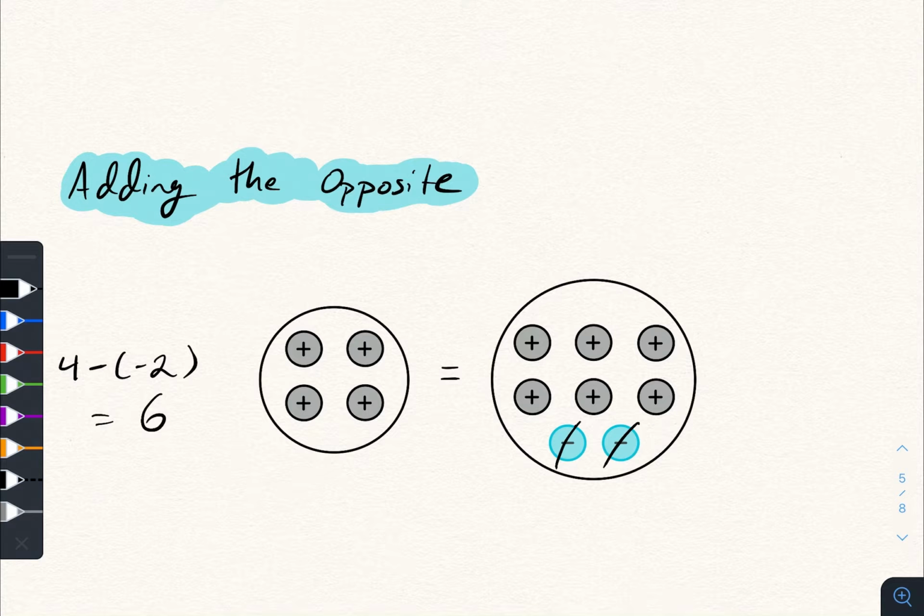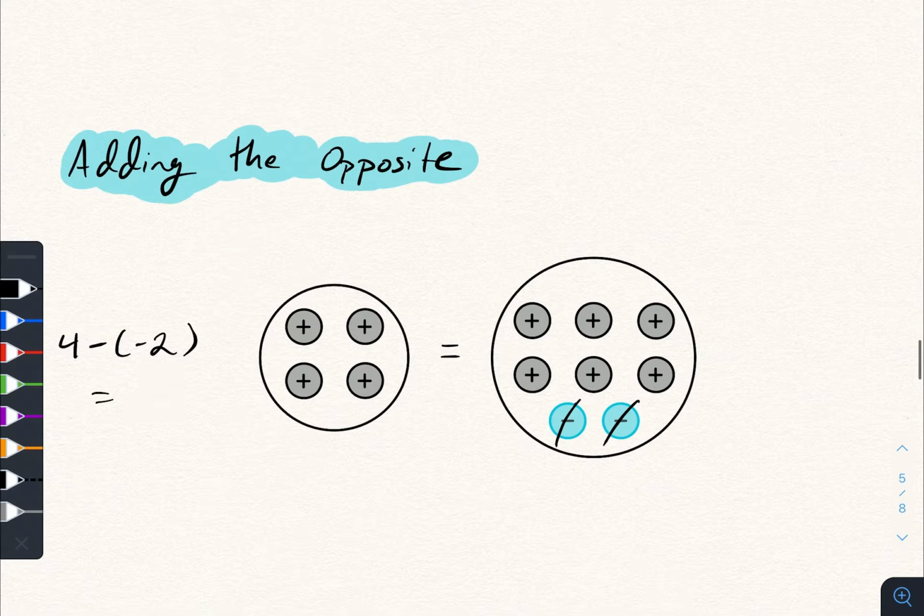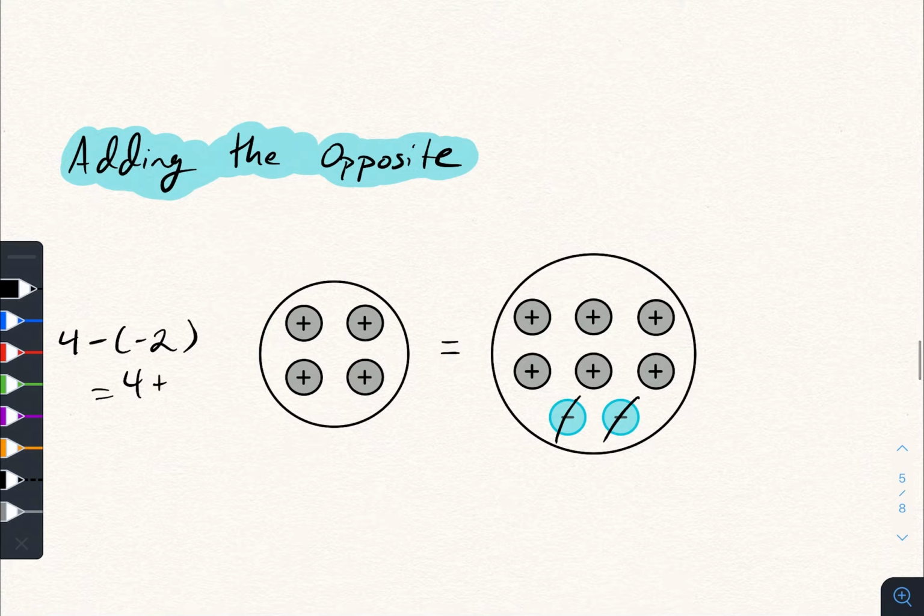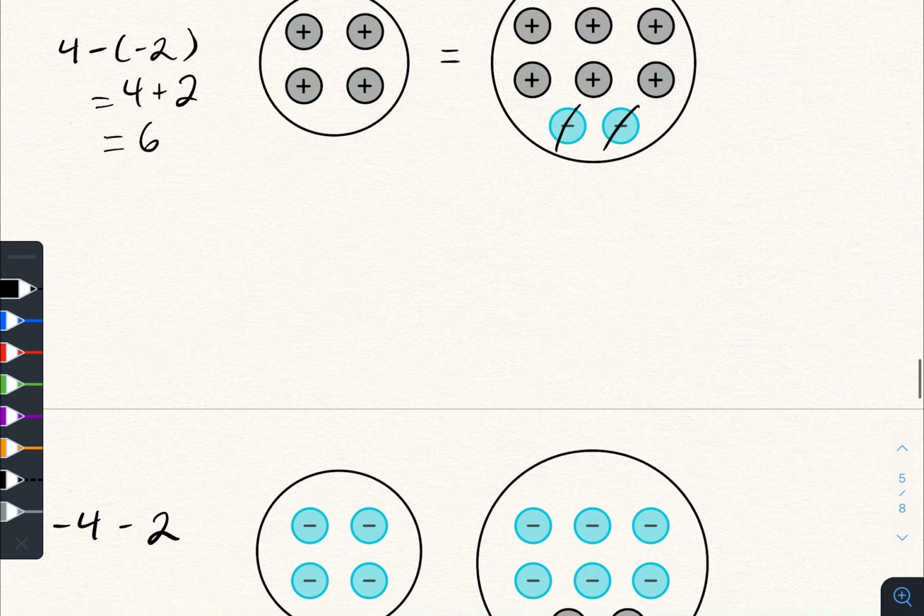So this is equal to +6. More specifically, it's equal to 4 plus 2. This is what I mean by adding the opposite. So instead of subtracting -2, we're adding +2, which of course is 6. Okay.